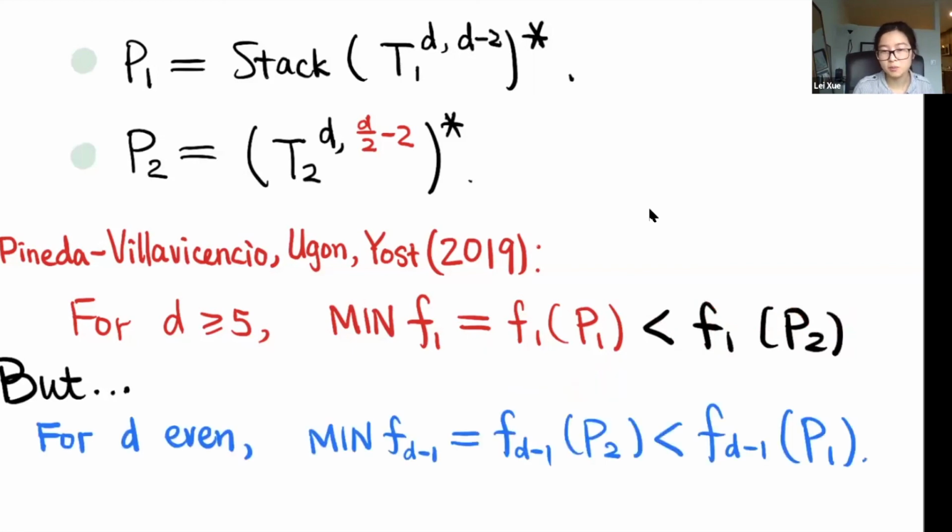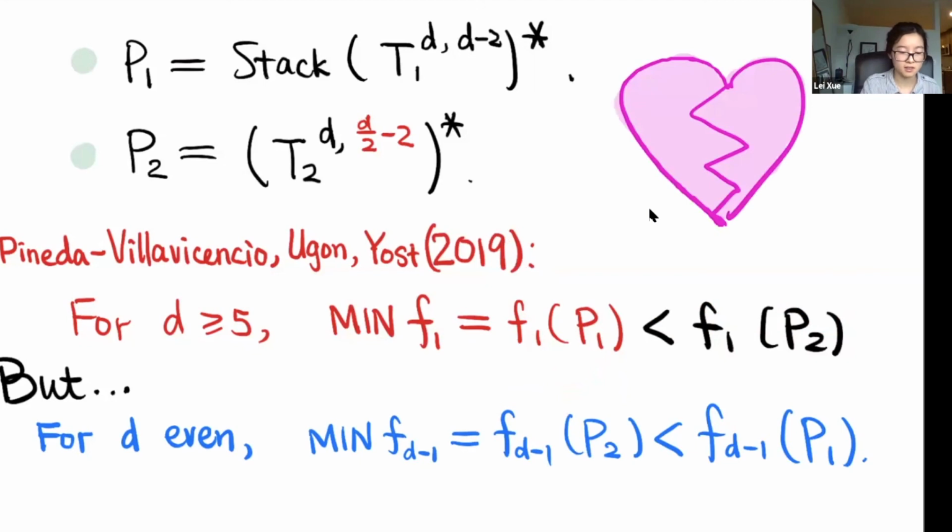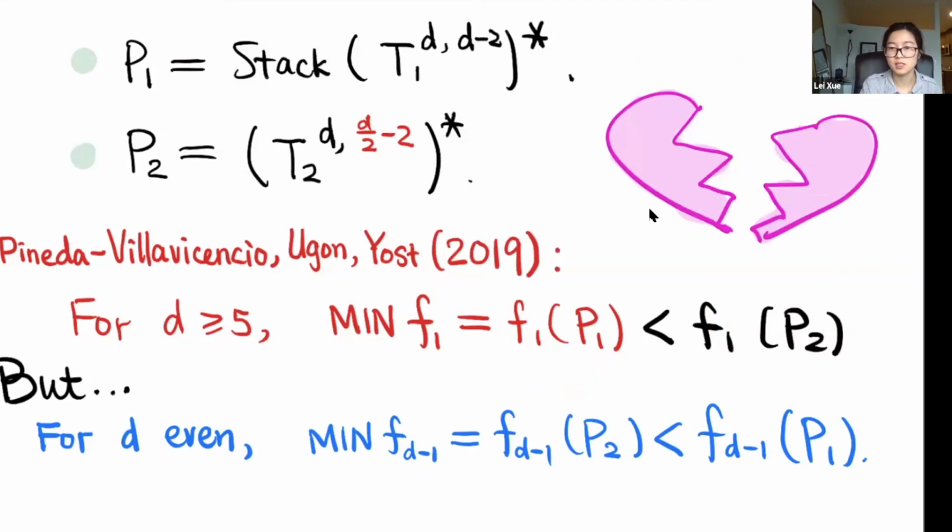But on the other hand, P2, the second polytope, has a strictly smaller number of facets. So what you're seeing here shows that there just couldn't exist a component-wise minimal F vector for the 2D plus 1 case, at least when D is even. Okay, so that's the bad news.